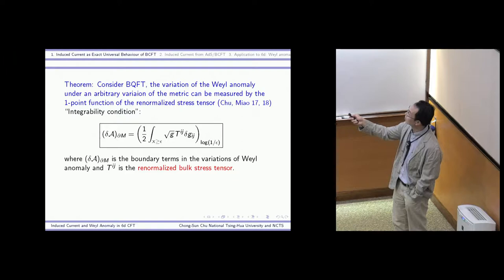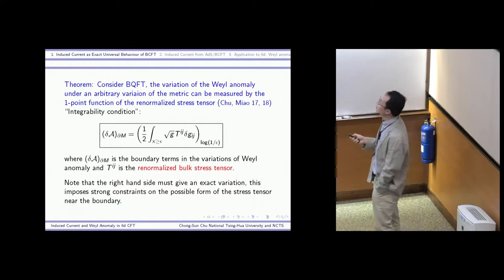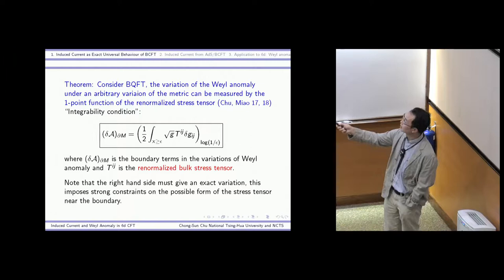So this relation is quite useful because the left hand side is an exact variation, and the right hand side is not, it's just an integral. So it's some kind of integrability condition. That's the reason why we can get a lot of mileage from this relation.